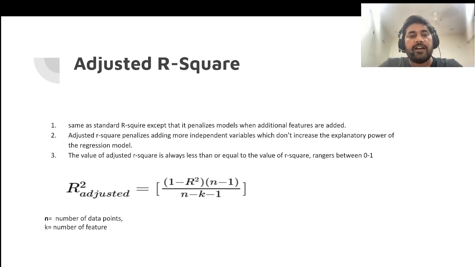So let's go with the adjusted R square. It is the same as the standard R square, except that it penalizes the model when additional insignificant features are added. Adjusted R square penalizes adding more independent variables that do not increase the explanatory power of the regression model. The value of adjusted R square is always less than the value of R square, and it ranges between 0 and 1. Basically any model above 0.8 is considered a good model.